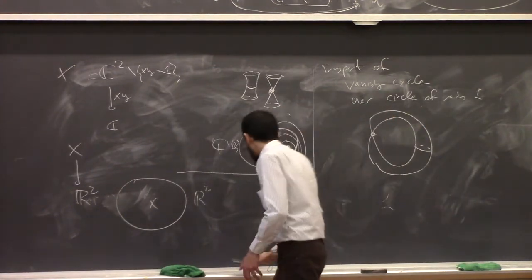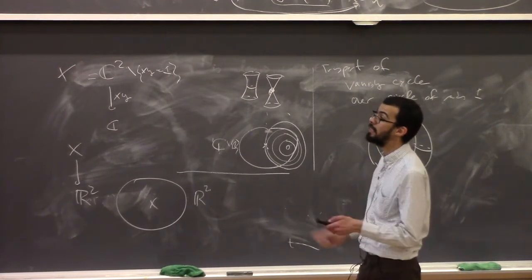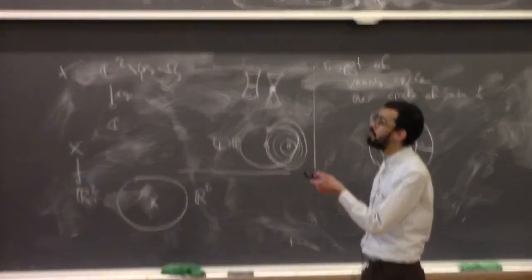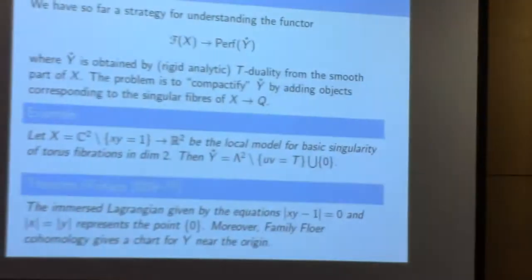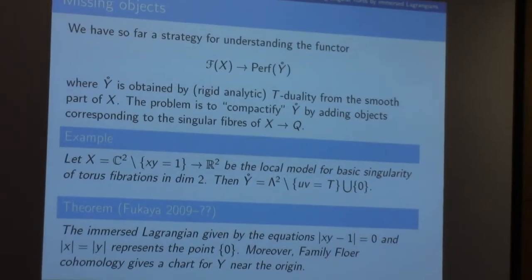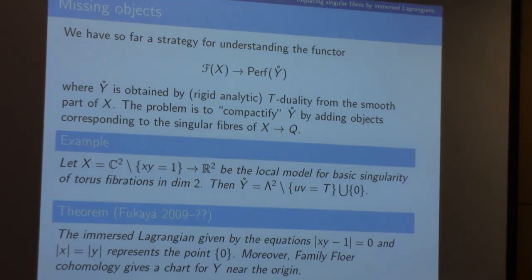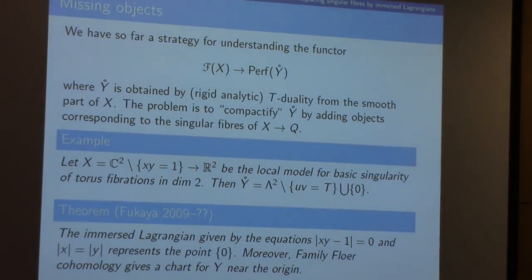If you do mirror symmetry, if you try to just do SYZ duality, it works out perfectly, except that on the mirror side, you start with C2 minus XY equals 1. That's this total space, and the claim is that it has this Lagrangian torus fibration. When you dualize it, you get lambda squared minus UV equals T. Notice it looks exactly the same, except that I set 1 equal to T. But there's one point missing, which is 0.